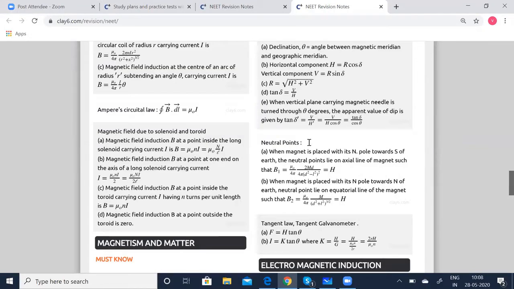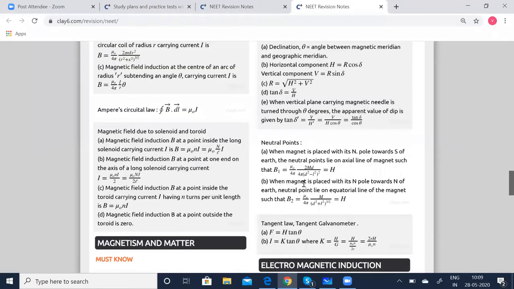Next is the neutral points. When a magnet is placed with its north pole towards the south of the Earth, the neutral points lie on the axial line of the magnet, such that B1 is equal to mu0 by 4 pi into 2 M d by (d squared minus L squared) the whole squared. That is going to be the H, where M is the magnetic moment, d is the distance at which the point is considered, and L is the length of the magnet. This is going to be the horizontal component H.